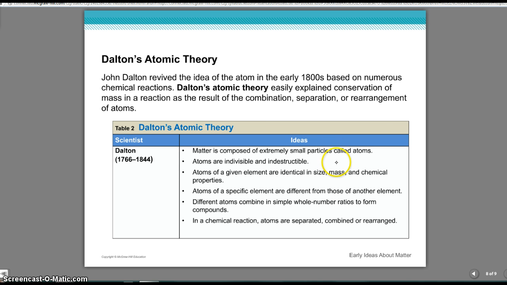He said that atoms of a specific element are different from those of another element, which is true. Different atoms combine in simple whole number ratios to form compounds, which is true. And in a chemical reaction, atoms are separated, combined, or rearranged, which is also true. So Dalton did a pretty good job for experimenting in the 1800s.